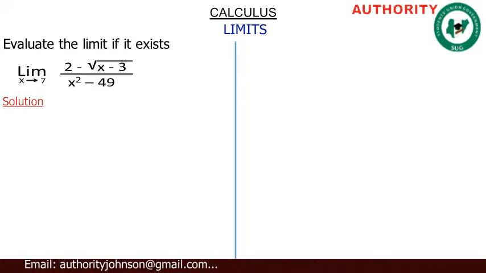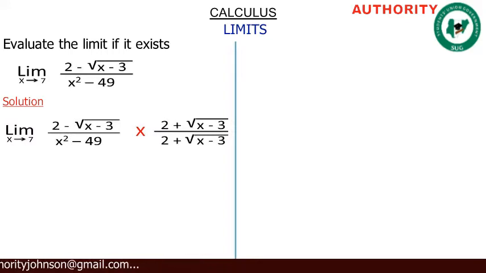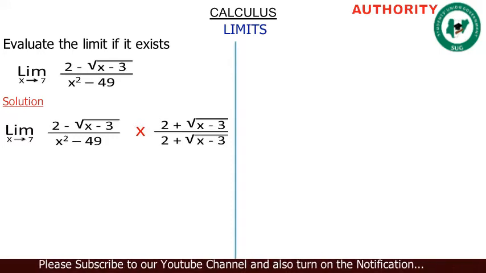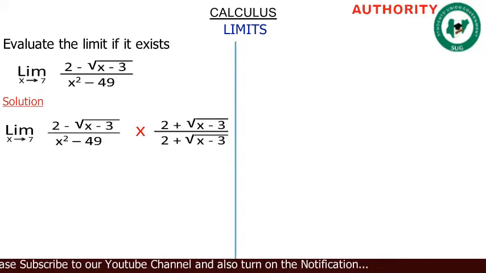Now let's go. We are going to have lim as x approaches 7, 2 minus square root of x minus 3 all over x squared minus 49 times 2 plus square root of x minus 3 all over 2 plus square root of x minus 3. When you perform this operation, the numerator divided by the denominator, since they are the same, will give you 1. Multiplying by the function that is given to us will still give us the same thing. Now let's see how we're going to do it.